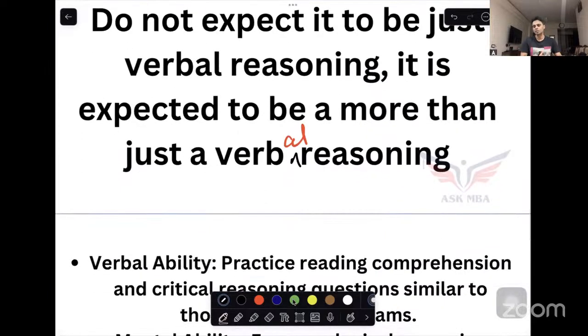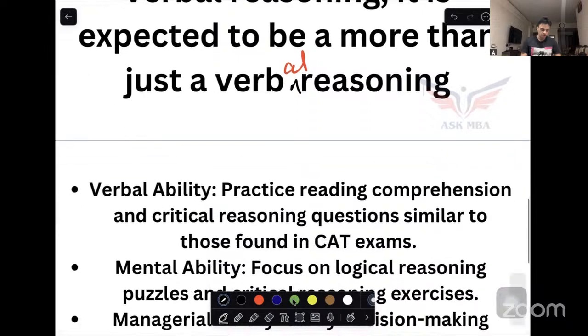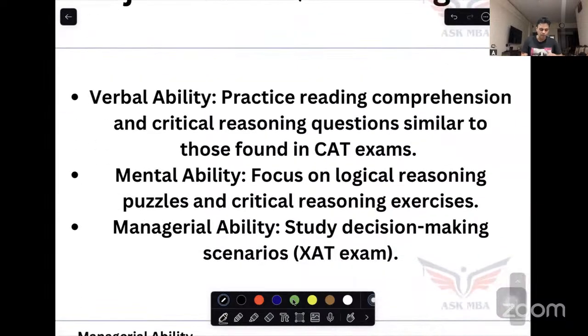If the examination is easy, good. But if the examination is not the way you anticipated or you thought, you're going to be in trouble. Verbal ability: practice reading comprehension and critical reasoning questions similar to those found in CAT exam. Yes, guys, जिस तरह के CAT examination में आपके questions आते हैं, the way you guys get questions in CAT examination, I think chances are quite bright that you are going to get similar kind of questions. I'm talking about the difficulty or the time or the expertise required to answer those questions.